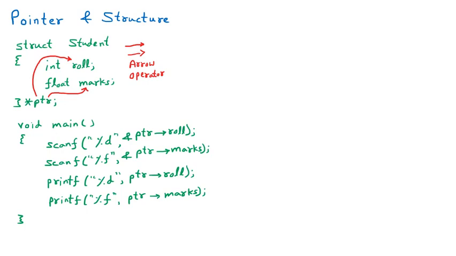I am taking one more example in which structure, array and pointer are all used together. Now we are taking the same example. Let us suppose we have a structure, struct student, and in this structure we have an integer type roll number and float type marks.